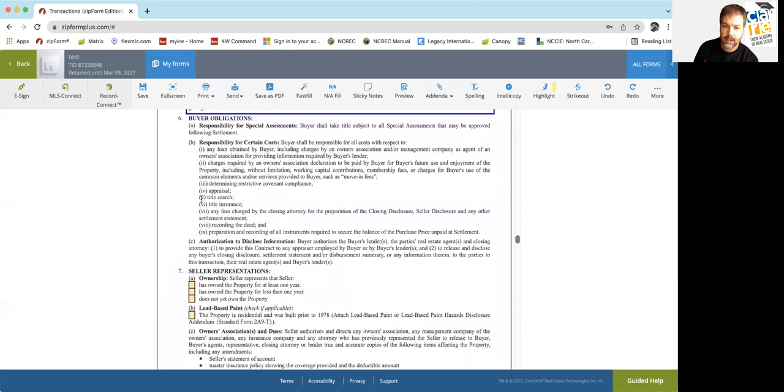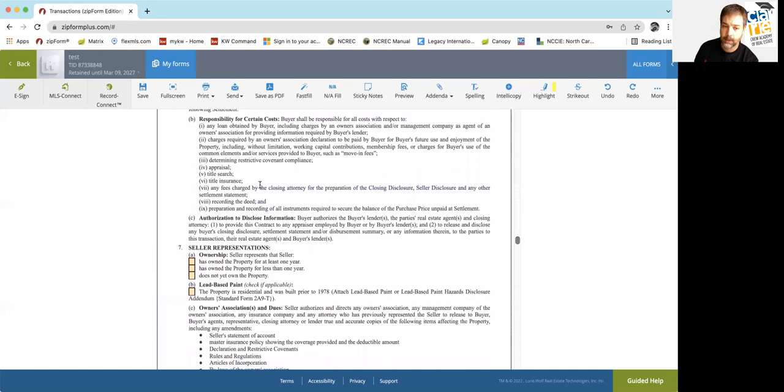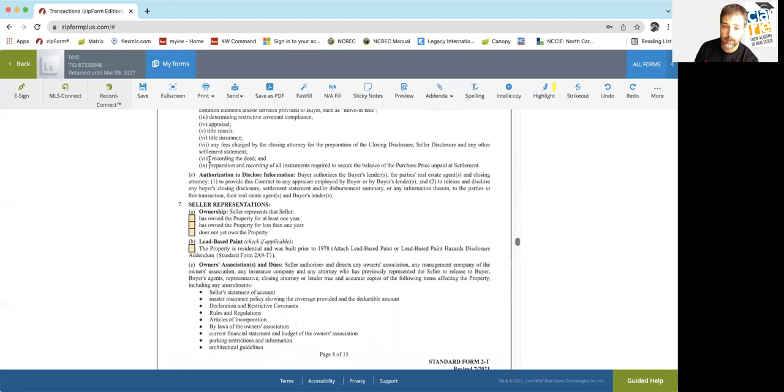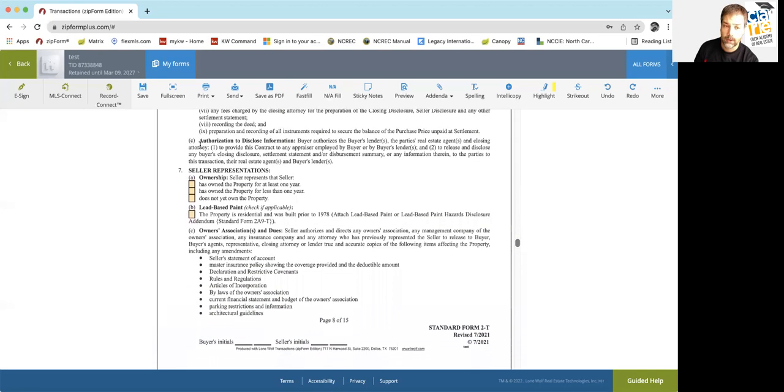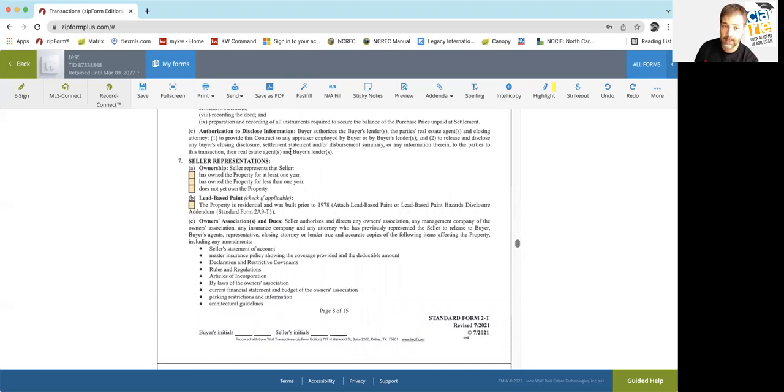Your buyer's obligations, again, you're responsible for special assessments. You're going to be responsible for your typical buyer paid closing costs like your appraisal, your title search, or any attorney fees and recording the deed. So these are all some things that the buyers are basically agreeing are going to be their responsibility from a cost perspective. You are also checking the box to disclose your information. So the buyer authorizes the buyer's lender and parties to share the information as needed with the attorney and their agents to make the transaction happen. It's not anything confidential, but it allows us to communicate with each other through the transaction and get everything dispersed and closed as it should.